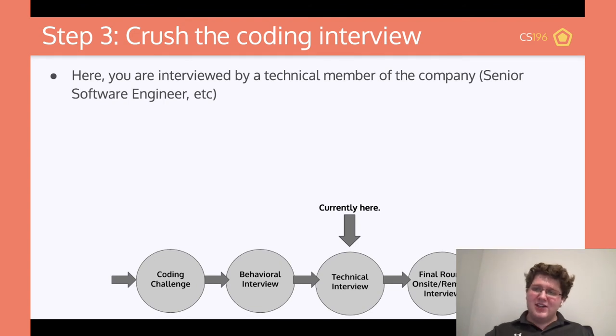The next step, crushing the coding interview. So in this step, you're going to be interviewed by a technical member of the company, typically senior software engineers.